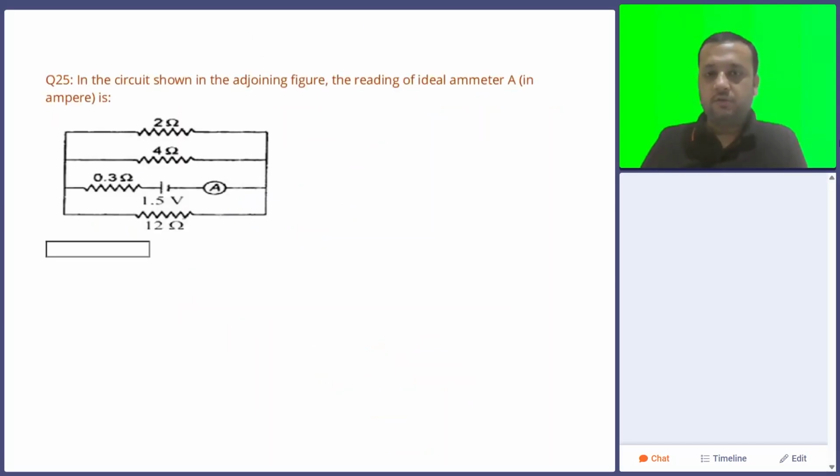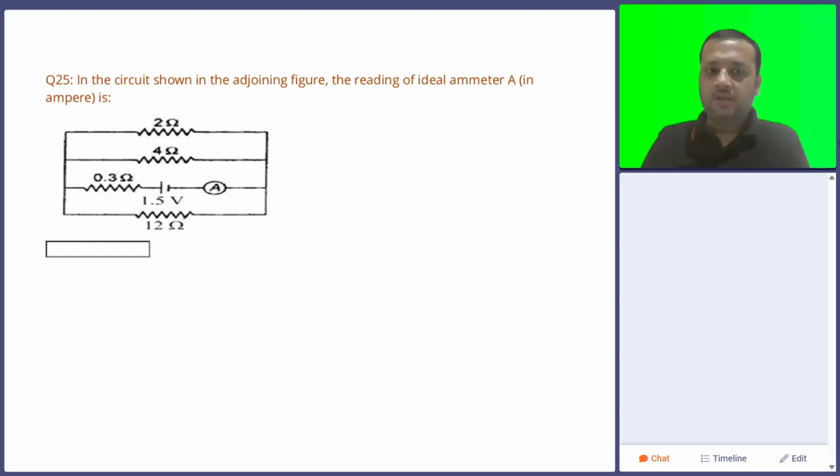Let's see this question here. So here we have to find the reading of the ammeter. Notice that whatever current is going in the ammeter will also go through the cell. Okay. So now if you see this 12 ohm, 4 ohm and 2 ohm, they are in parallel. Okay. So it's just that if you draw this 12 ohms over here, then you will understand that they are in parallel.